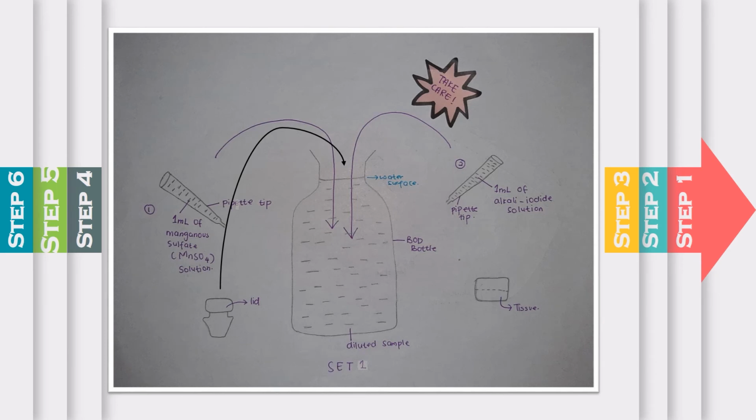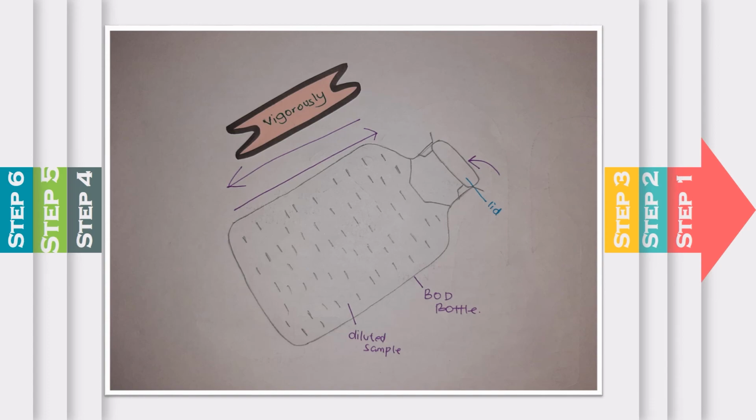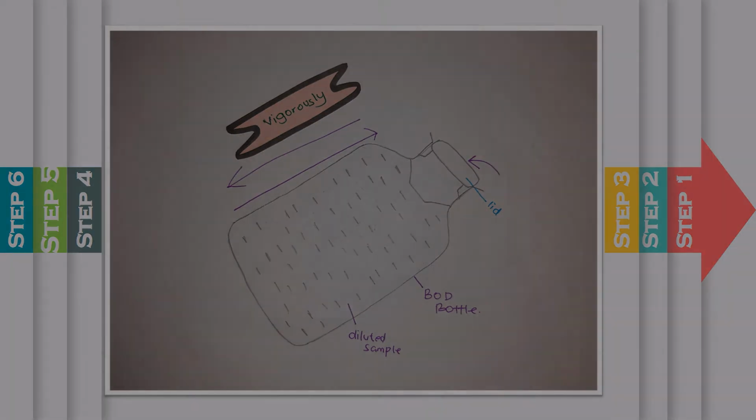Next, place the stopper firmly to exclude air bubbles and mop up any overflow of water with a tissue. This could be alkaline, so take care. Holding the bottle with a finger on the lid, shake the bottle vigorously.